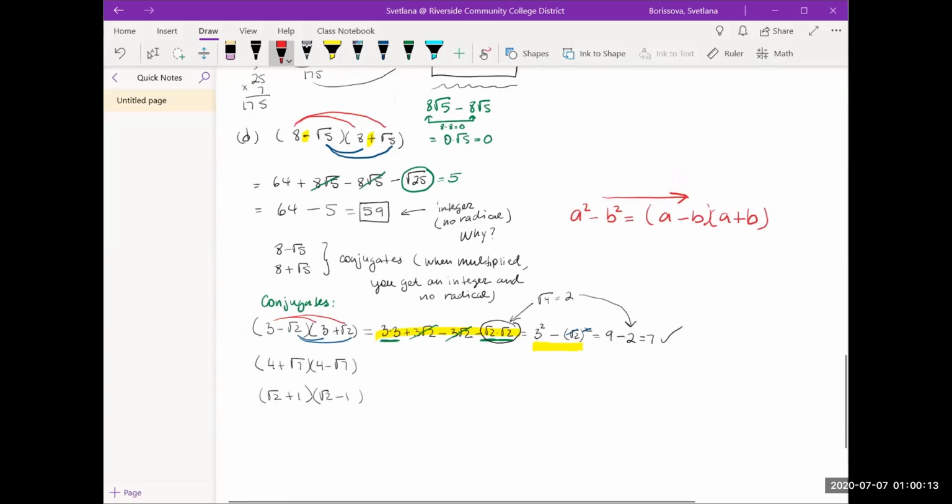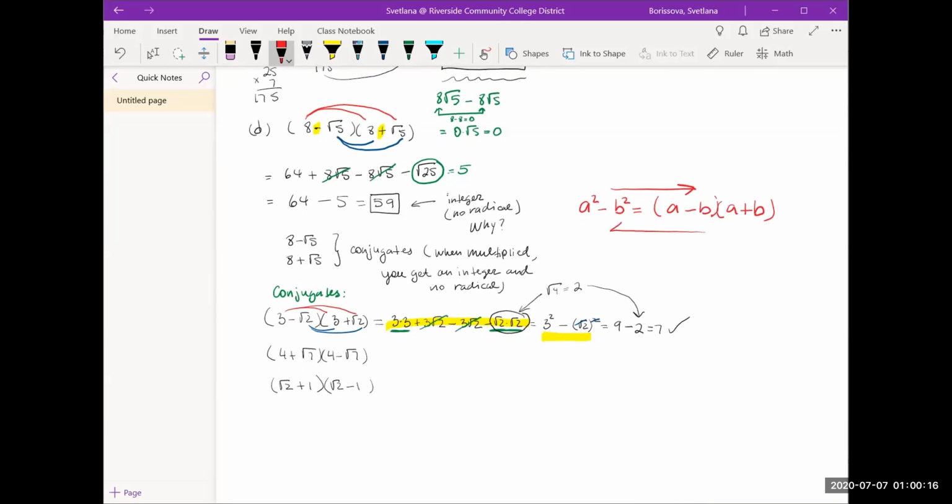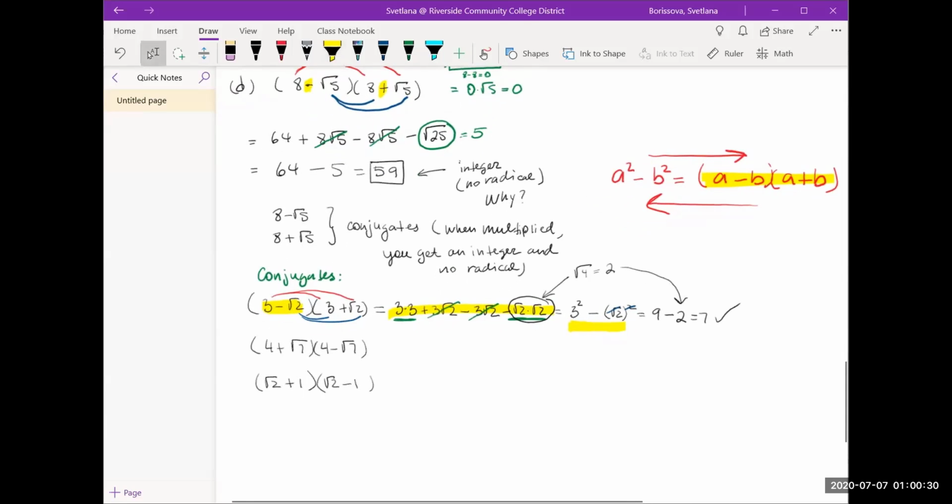But what are we doing right now? We're actually using it backwards. So we agree that this product, a minus b times a plus b, is the same as multiplying conjugates, right? So here I have a minus b, 3 minus square root of 2, times 3 plus square root of 2. So it's the same setup. And since it's the same setup, the result will be just squaring the first term, and then minus the square of the second term. So let's try it so it makes more sense. Let's try it with the second and third example.